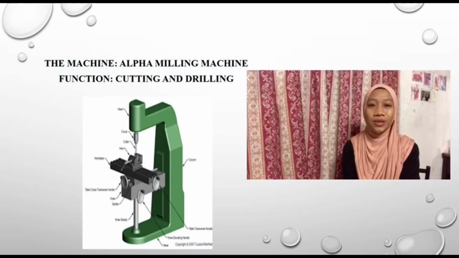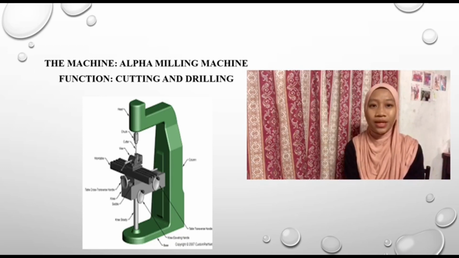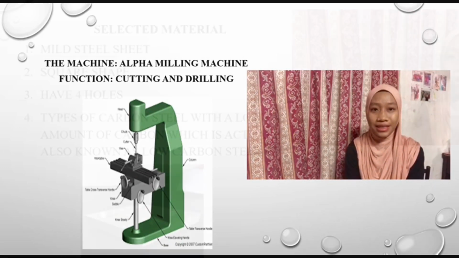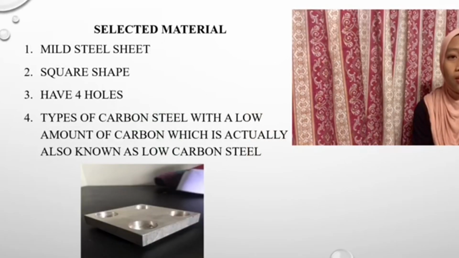My name is Nashiki binti Muhammad Yusof, IT1900057. I would like to present about milling machine. For the selected material, first mild steel sheet, next square shape and have 4 holes. The types of carbon steel which a low amount of carbon, which is actually also known as carbon steel.